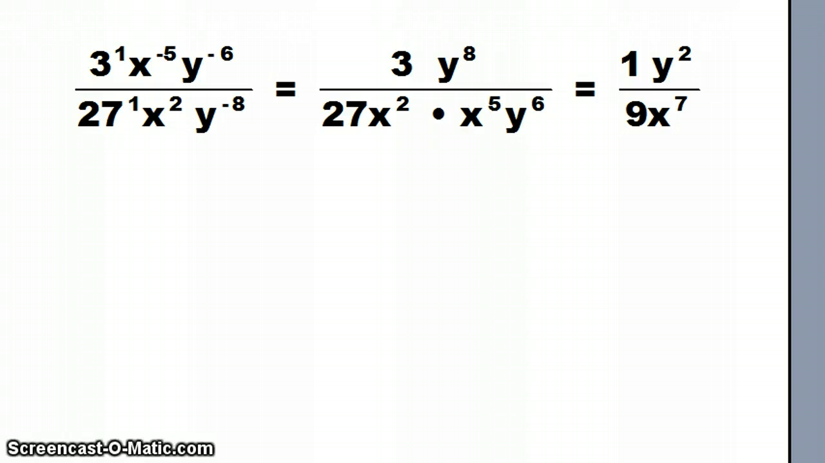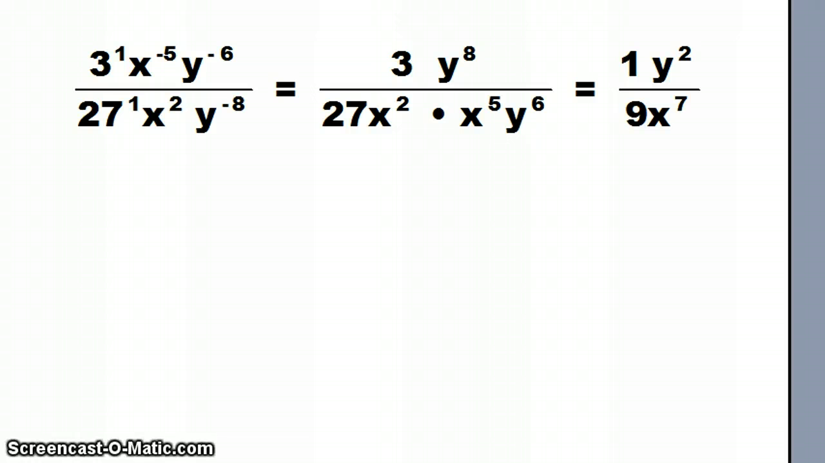For our x's, we have x to the second times x to the fifth. So we're going to use our product rule that tells us to add those exponents together and get x to the 7th power. We look at our y's and we have y to the 8th divided by y to the 6th. So we use our quotient rule, which we just had, and we take 8 minus 6 and get y to the 2. So our answer to this problem is going to look like y to the 2nd over 9x to the 7th power.